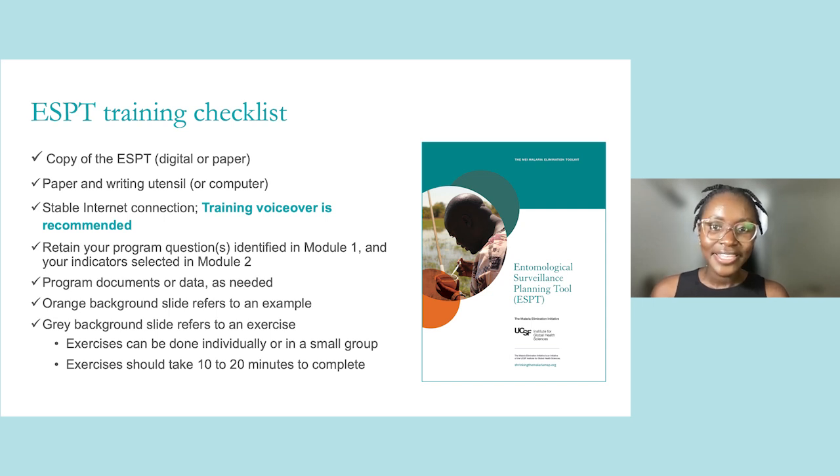Before we get started, let's revisit our training checklist. First, we recommend that you have either a digital or paper copy of the ESPT in front of you. And please also have a computer or notepad and writing utensils such as a pencil or a pen. We ask that you retain your program question or questions identified in Module 1 as well as your indicator selected in Module 2. Remember that each module builds on the previous module.